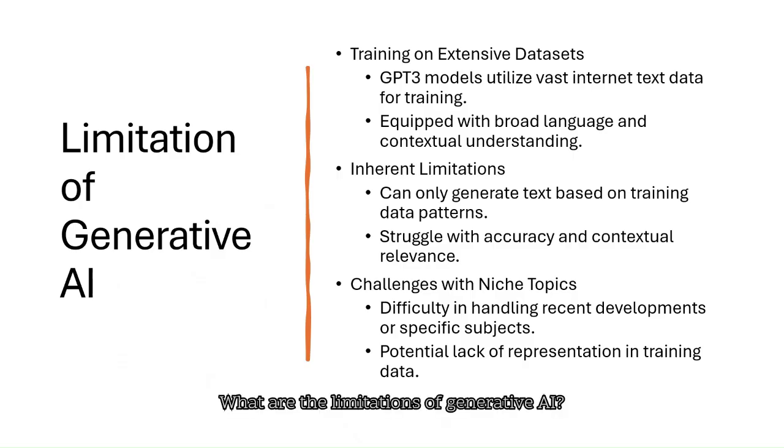What are the limitations of generative AI? Generative AI models such as GPT-3 have been trained on vast datasets containing text from the internet. While this training process equips them with a broad understanding of language and context, it also introduces limitations. These models can only generate text that aligns with the patterns and information present in their training data. As a result, their output may not always be accurate or contextually relevant, especially when dealing with niche topics or recent developments.